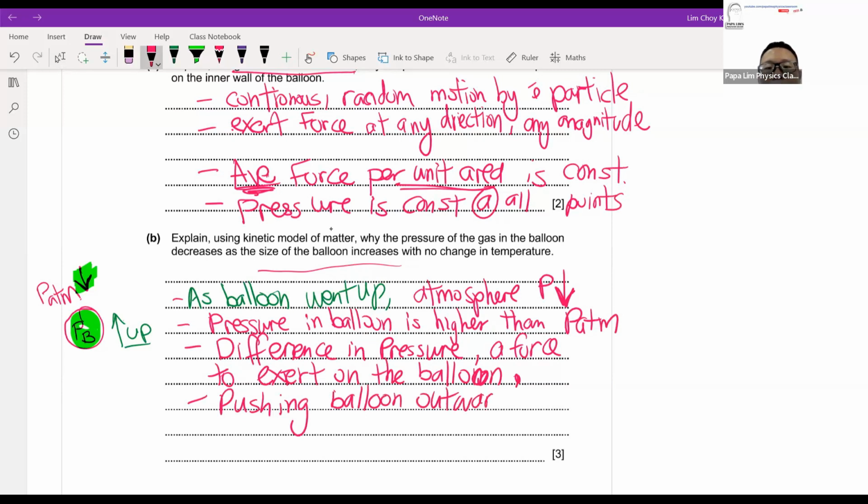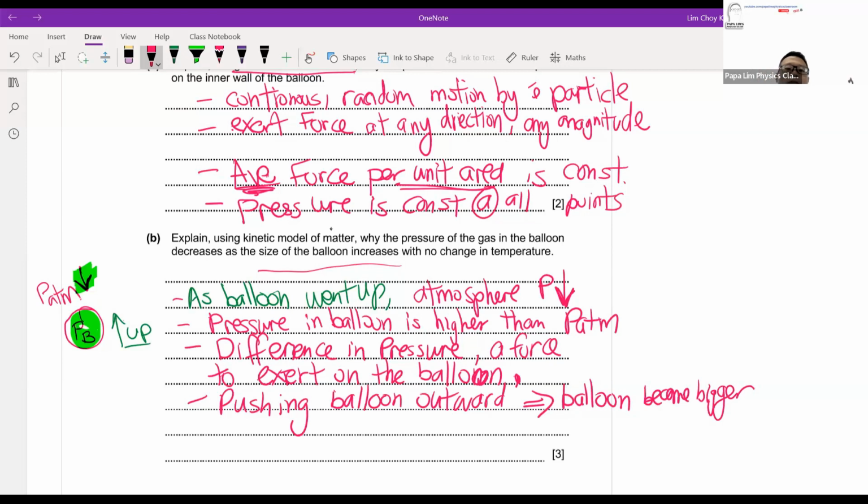Why outwards? Because pressure always goes from high to low. My interior pressure, the pressure of the balloon, is higher, so it will be pushed outward from the interior to the exterior. So now my balloon gets bigger. This is what happens: the balloon gets bigger.